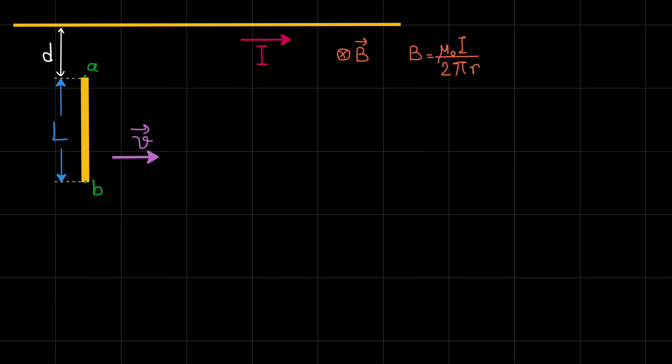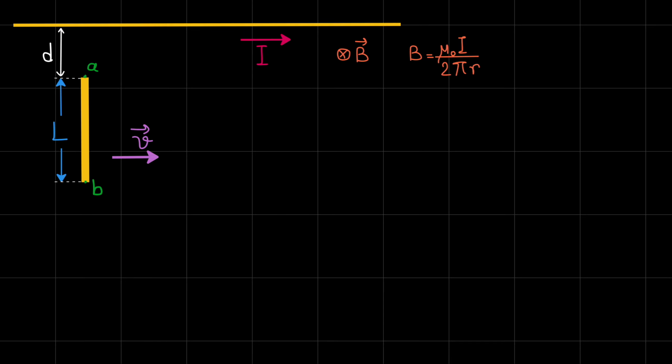Here's the magnetic field created by the straight wire. By the right-hand rule, anywhere below the wire, the magnetic field is pointing into the page. Align your thumb in the direction of the current, which is to the right. Your fingers are curling into the page below your thumb, so that's the direction of the magnetic field.